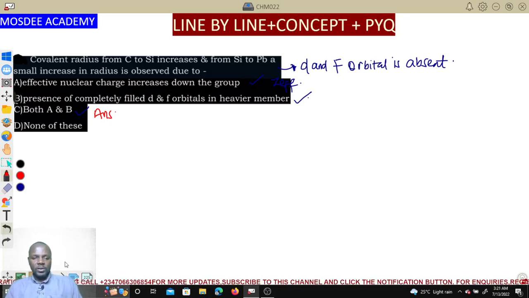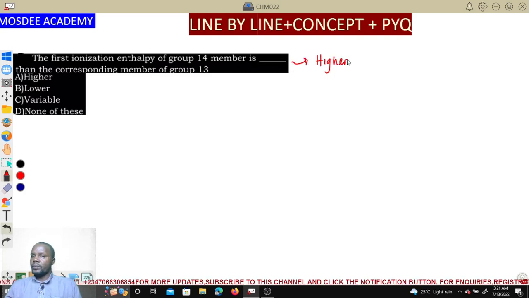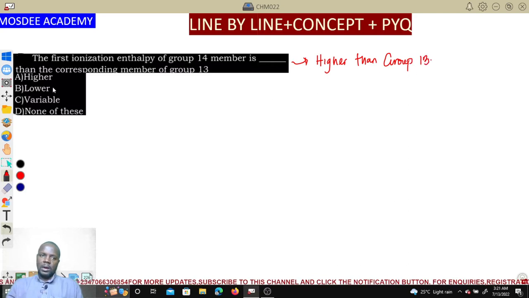So the next question will be: the first ionization enthalpy of group 14 members is dash. I told you, the ionization energy of group 14 is higher than that of group 13. So that is the answer to this. They are higher than them.